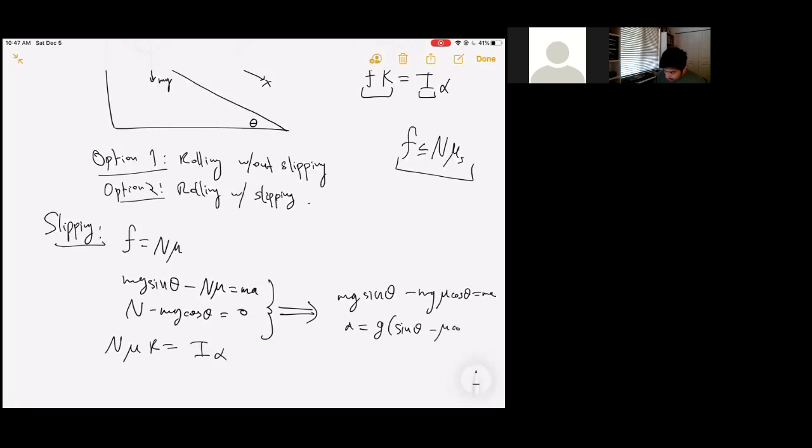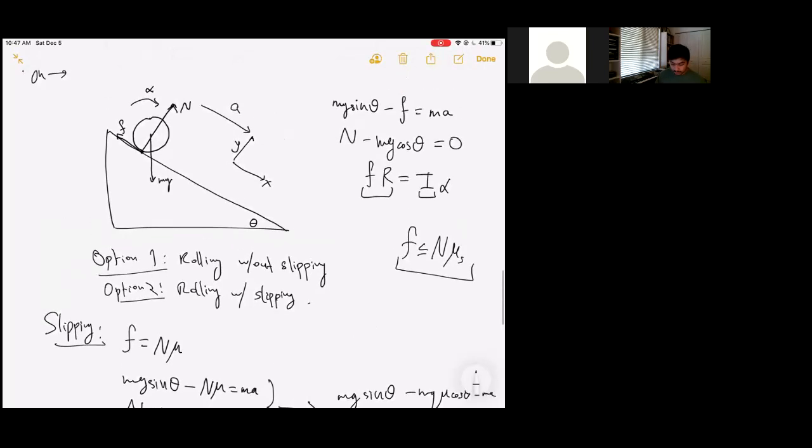minus mu cos theta. And the point now is that if theta is small, then this quantity is negative. You can think about the function. Which means this is a contradiction. So we cannot be in the slipping regime for small theta, because if we are in the slipping regime, we get a negative acceleration, which makes no sense. So in fact, for small theta, we must be in a non-slipping regime, which means it must be rolling without slipping. And in this case, then we have that alpha is equal to a over r, which then we can solve the equations using that.